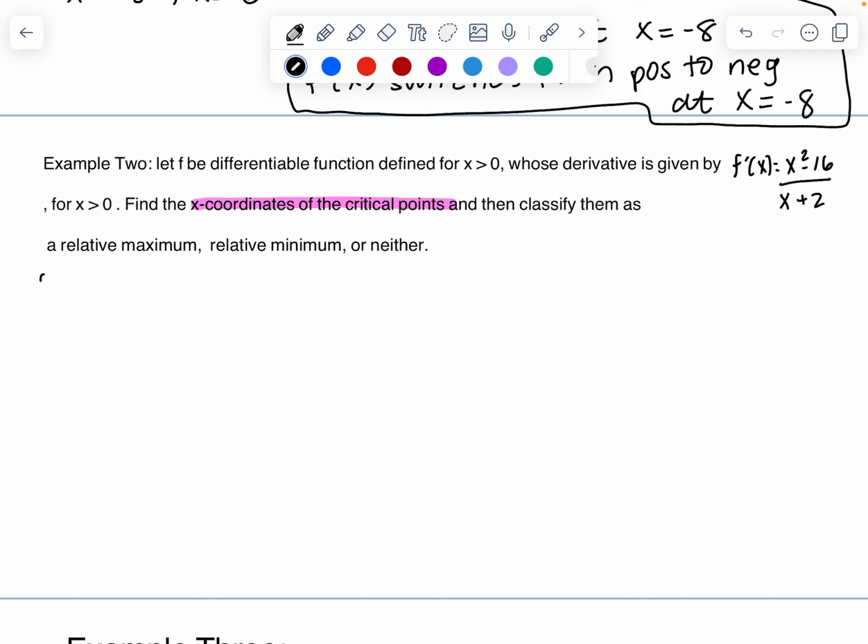Therefore, we can go ahead and just set our derivative equal to 0 to see if we can find any other critical points. So I will multiply x plus 2 on both sides.